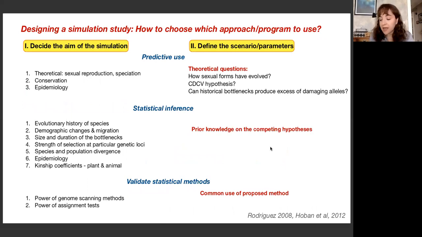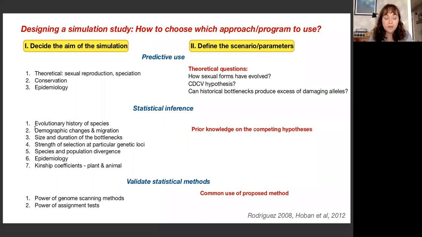While designing a simulation study, what we do is decide which program or which approach we should use. I also forgot to say at the beginning, but if you have any questions while I'm talking, you can just interrupt me and ask your questions anytime about the things that I'm telling you.